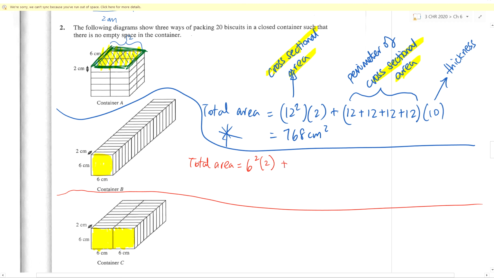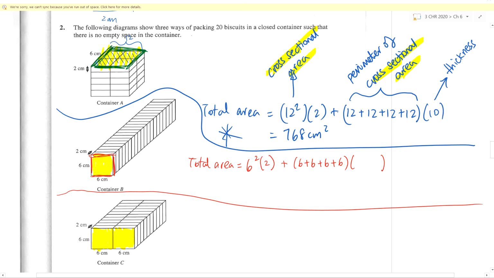Plus, the next thing I need is the perimeter of the cross-sectional area. Perimeter is over here. 1, 2, 3, 4 sides. You can call it 6 plus 6 plus 6 plus 6, or you can call it 4 times 6. Whichever you like. Okay? So 6 plus 6 plus 6 plus 6. This is my perimeter. And I need to multiply this by the thickness.